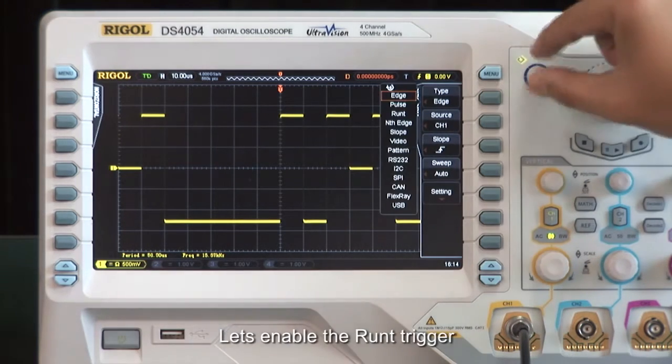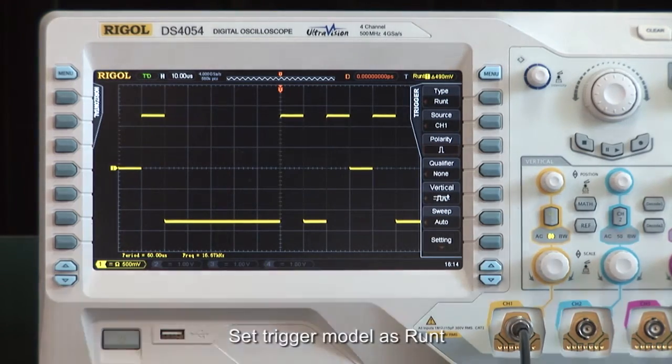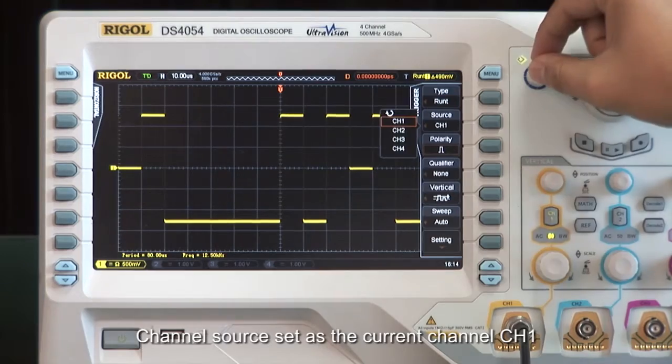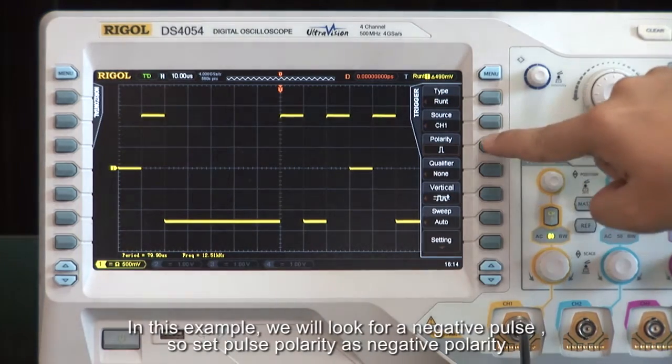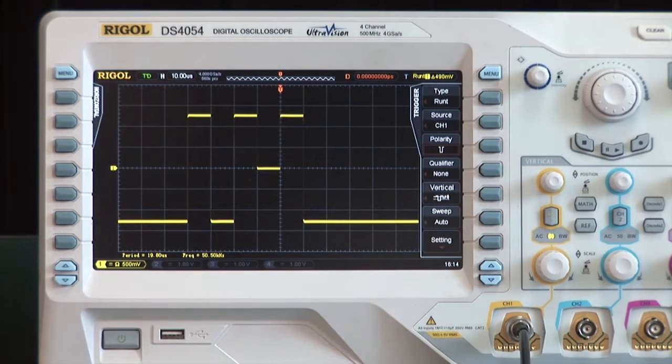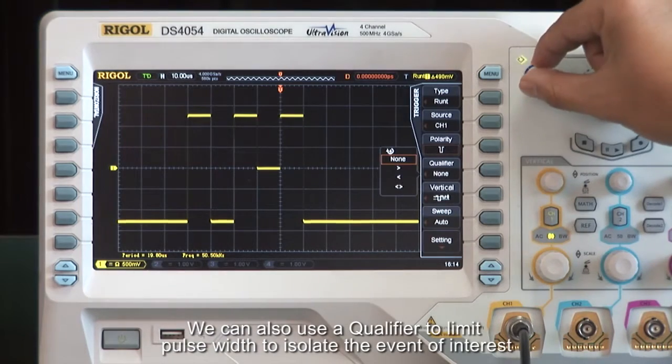Let's enable the Runt trigger. Set trigger mode as Runt, select the channel source as channel 1, and in this example we will look for a negative pulse, so let's set the pulse polarity to negative. We can also use a qualifier to limit pulse width to isolate the event of interest.